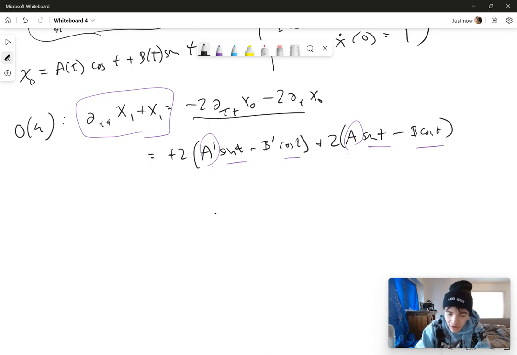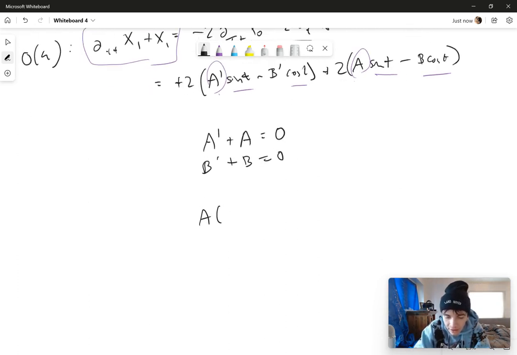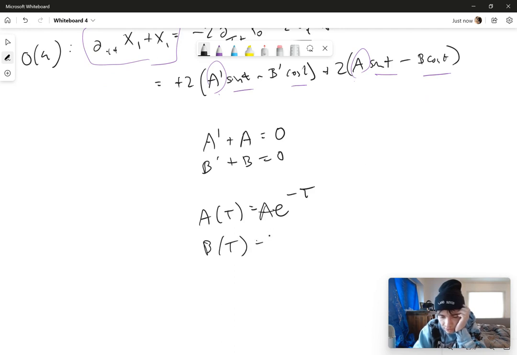Okay, so specifically, if we group the sine and cosine terms and cause their coefficients to go to 0 to destroy resonance, we have a prime plus a is equal to 0, and b prime plus b is equal to 0. And so then we get a of tau is just e to the negative tau, times some constant. b of tau is b e to the negative tau. All right, and this is very nice.